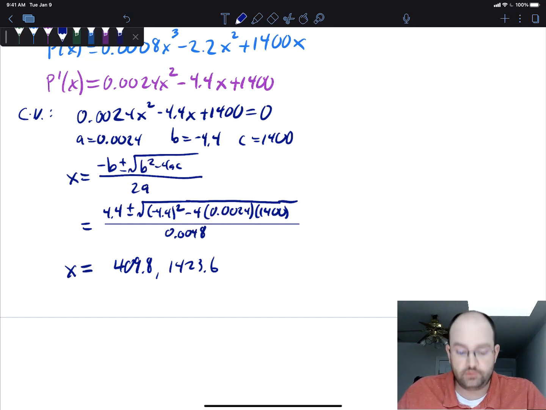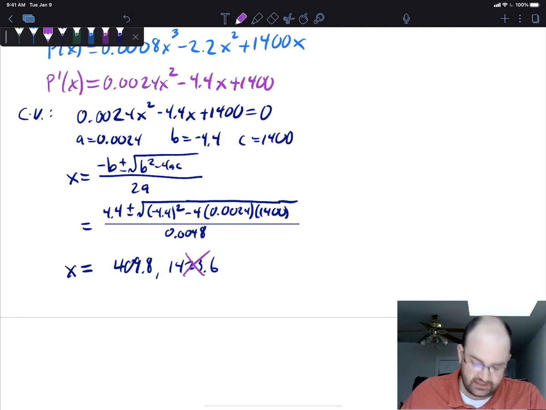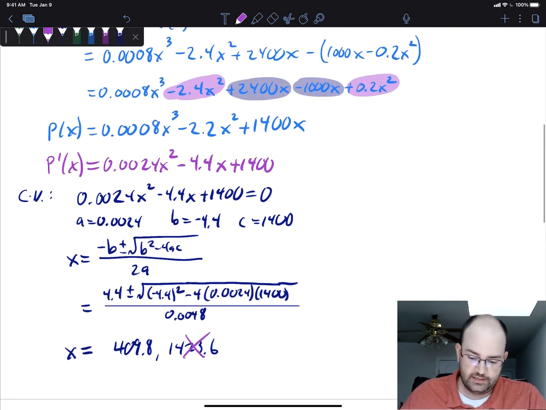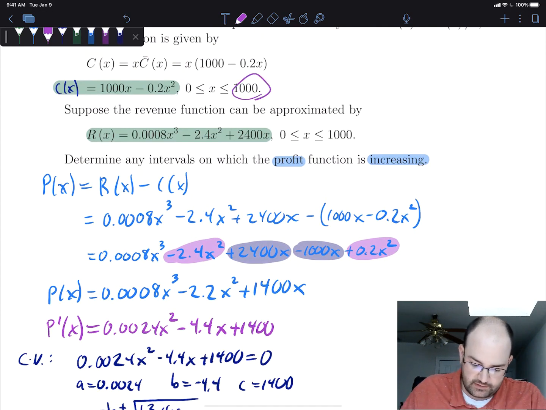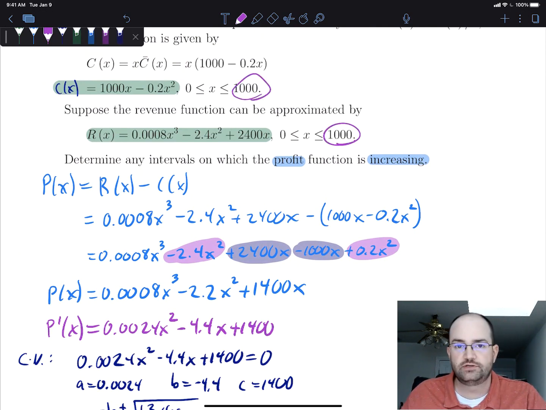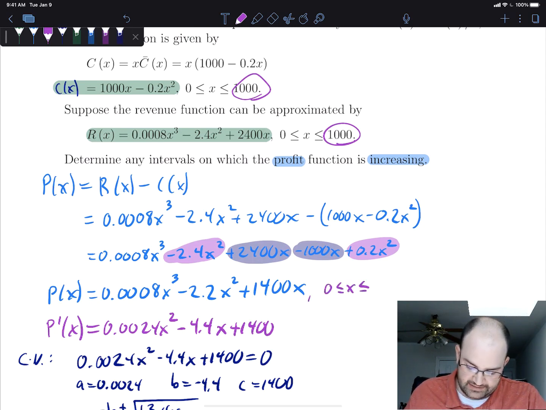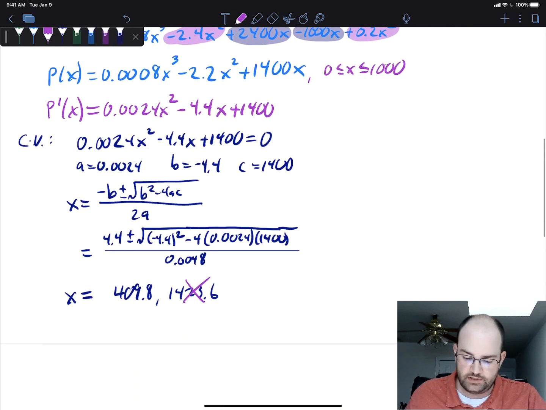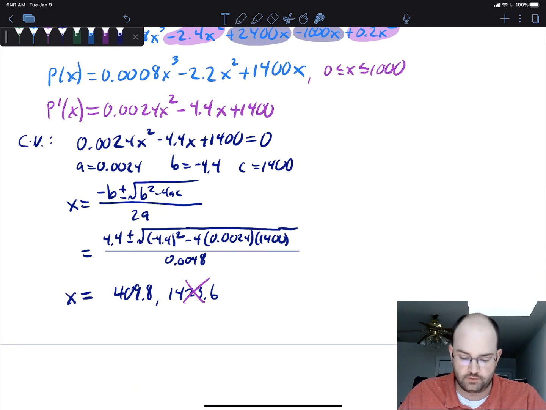Awesome. Well, here's the thing. A lot of people at this point would just say, well, we can use both, but we can't. We actually have to reject that 1423.6 because if you go back up here, notice that the limits are actually between 0 and 1,000. So for this profit function, 0 is less than or equal to x is less than or equal to 1,000. That's the only realm in which this is accurate. Therefore, we have to reject this 1423.6. Good. Now what this means is that we only have one critical number here in the region between 0 and 1,000. So what do we do with it?